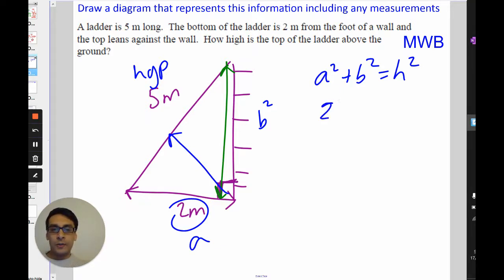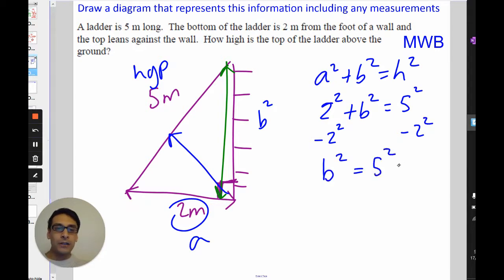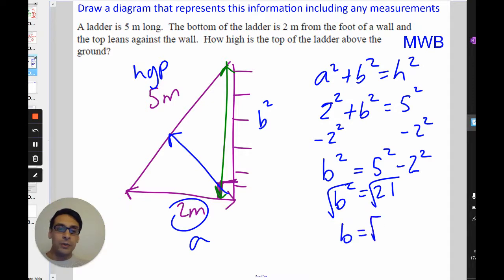2 squared plus B squared equals 5 squared. And then we can take away 2 squared from both sides. So I can say B squared equals 5 squared minus 2 squared. We don't need a calculator for this one. It's just 25 take away 4 is 21. And then this is the bit where students always forget to square root it. So hopefully you would have done that. So you square root this side, you square root that side. So you get B is equal to the square root of 21.